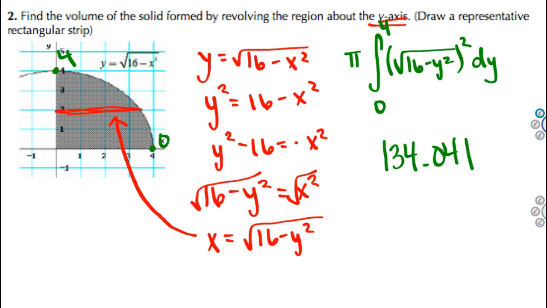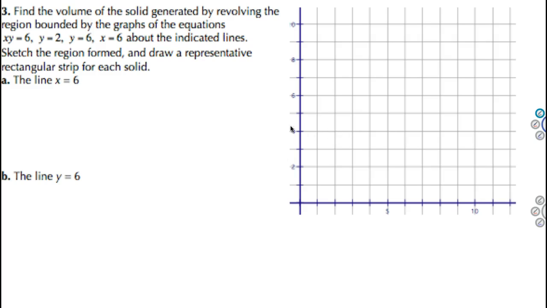Okay, one last example, shall we? When I look at what curves I've been given, I see that I have this curve, xy equals 6. And I know that I'm going about the line x equals 6. X equals 6 is a vertical line. So because this is a vertical line, I'm going to rewrite the first equation as x equals 6 over y.